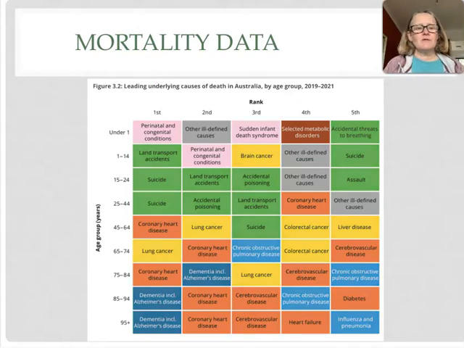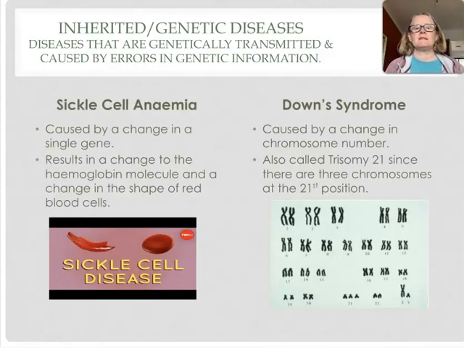So let's have a look at some individual types of non-infectious diseases. And for our syllabus, we need to look at 4 categories. And as I said before, there are many different ways you can categorize non-infectious diseases. So inherited or genetic diseases. Here are 2 examples that you might remember. So sickle cell anemia, Down syndrome.